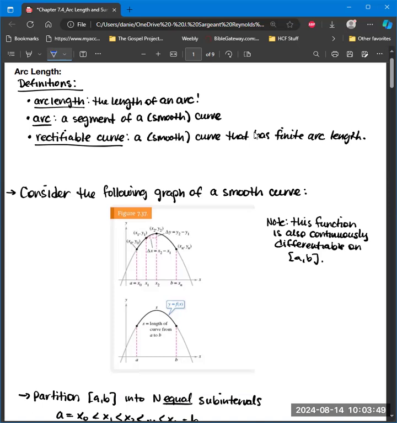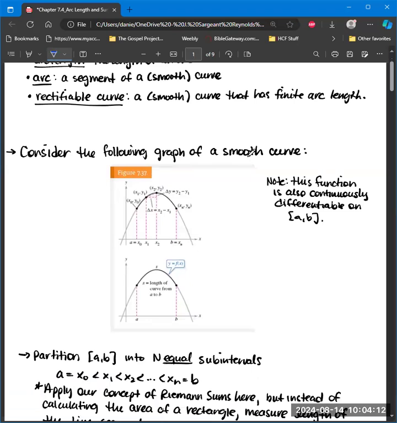So, definitions before we get started: arc length is going to be the length of an arc. So then the next question is, well, what's an arc? An arc is a segment of a smooth curve. I'll show you on a picture here what an arc is. And then if we use the word in a definition, a rectifiable curve is a smooth curve that has a finite arc length.